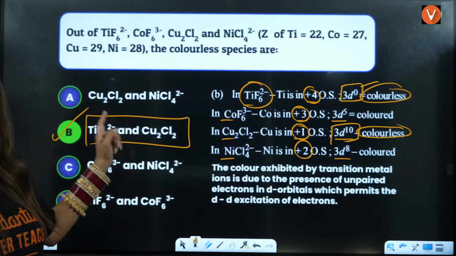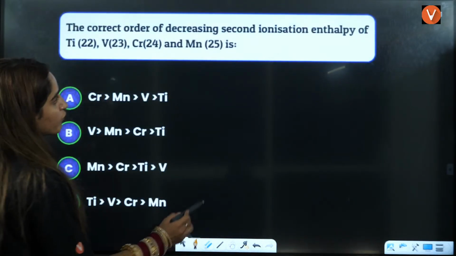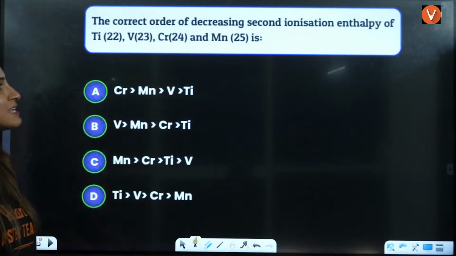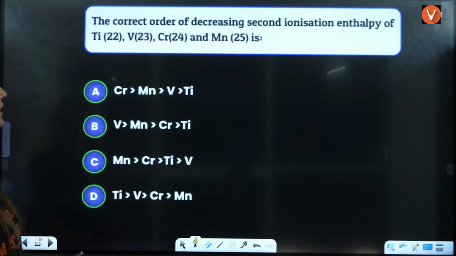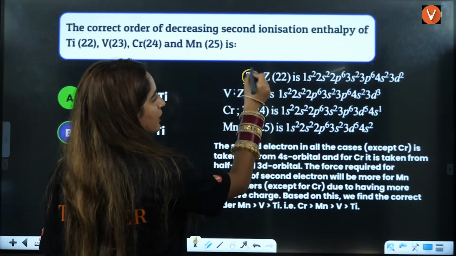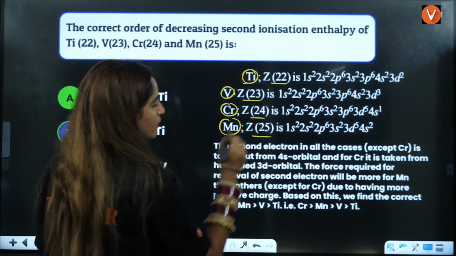Okay, this question they have also asked in the January attempt. The correct order of decreasing order of second ionization enthalpy. Okay, second ionization enthalpy, beta, they are asking you titanium, vanadium, chromium, manganese. So if you talk about this thing here, the answer is going to be, let us see. Titanium is 22, vanadium 23, chromium 24, manganese 25.